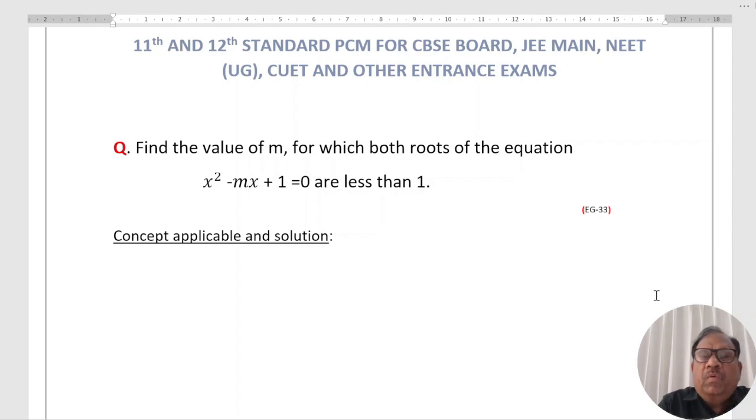The question is: find the value of m for which both the roots of the equation x square minus mx plus 1 equal to 0 are less than 1. Here both roots are less than 1. Which conditions are applicable?